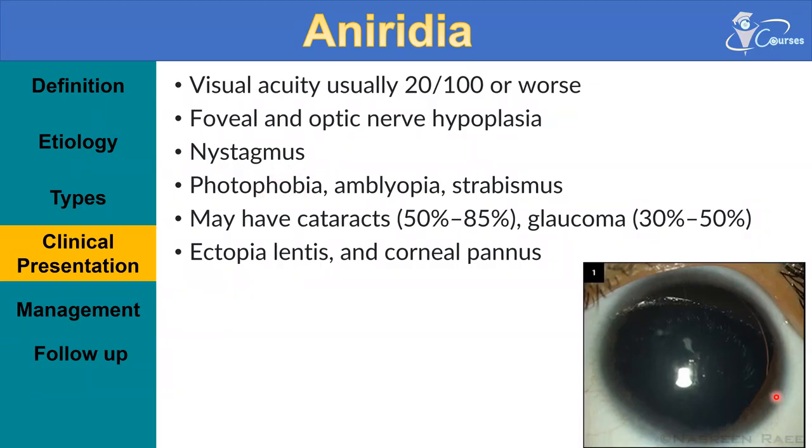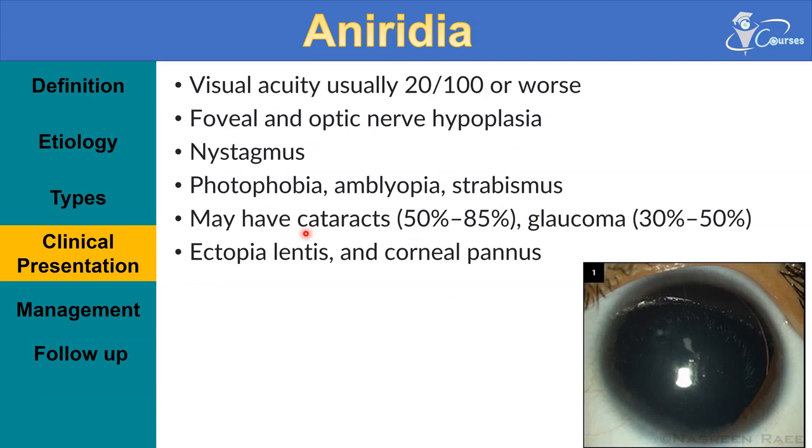Since they don't have any iris covering the eye, or there is no iris in the anterior segment, this will lead to increasing the exposure of this eye to light, leading to photophobia. The optic nerve and the foveal hypoplasia will lead to amblyopia and strabismus.